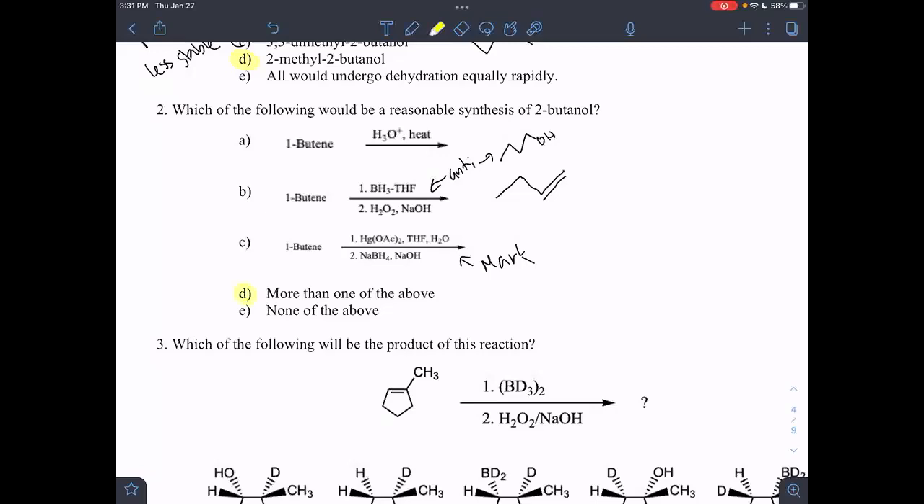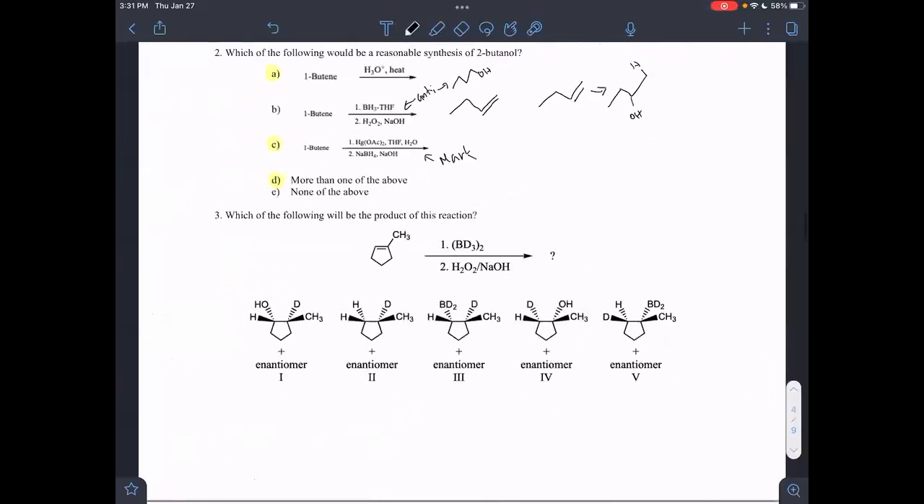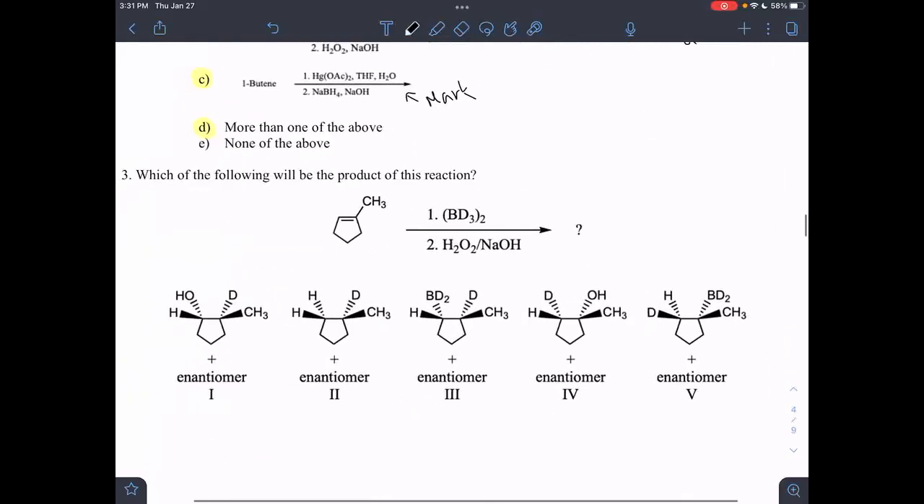Good question. So they want us to make butanol and they give us 1-butene. So basically, changing it from the double bond to a single bond, right? Yeah, you're substituting the double bond with a hydrogen and an alcohol. So like this. Yeah. Number 3. Okay.